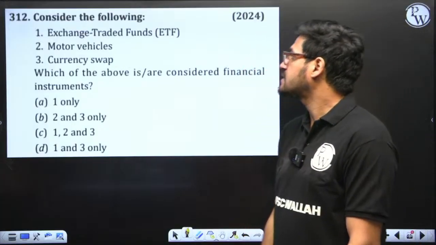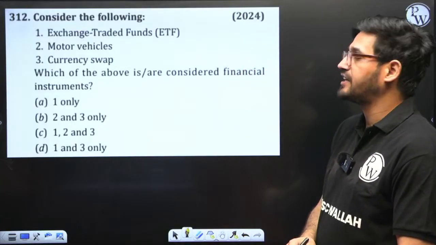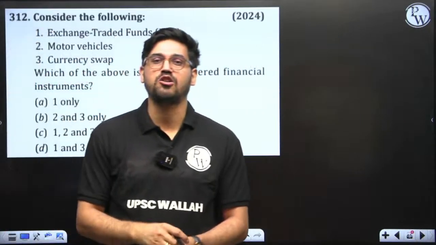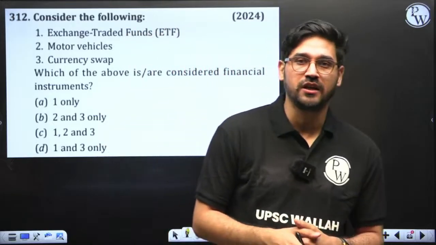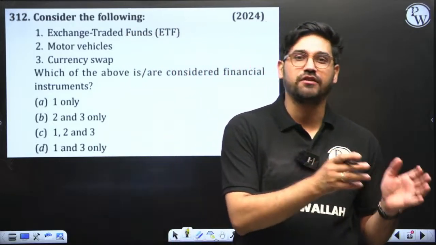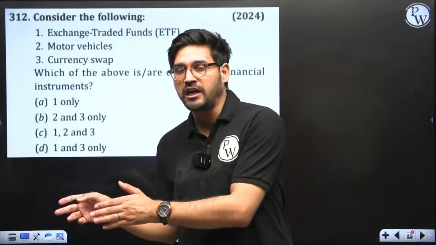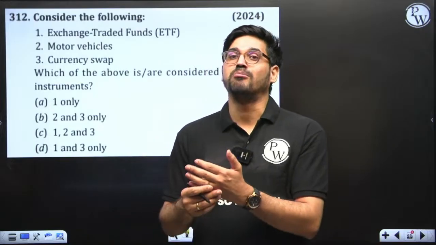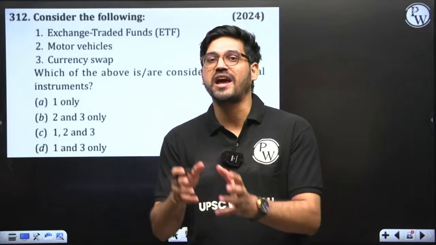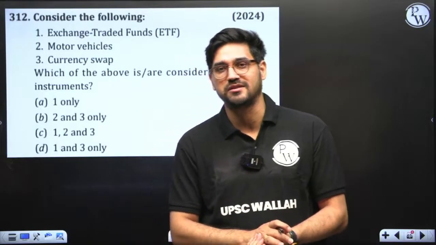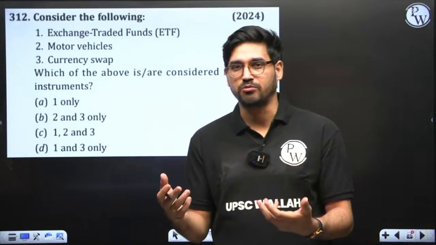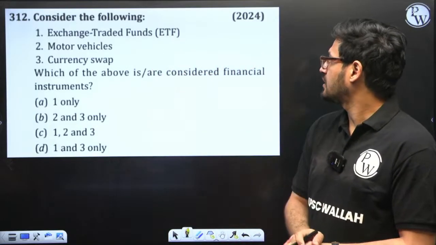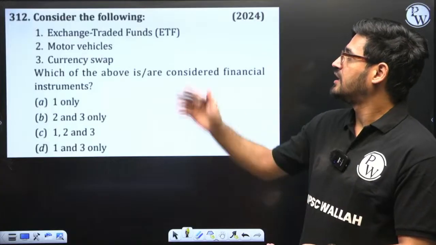Consider the following. Which of the above are considered financial instruments? Now, financial instruments are essentially contracts. These are legal agreements which either create an asset for some person and a corresponding liability on the other person, or which give a future claim on money, or which may give you equity or part ownership of a certain business entity. That's what a financial instrument is. It is a contract. He is asking which of these are considered financial instruments.